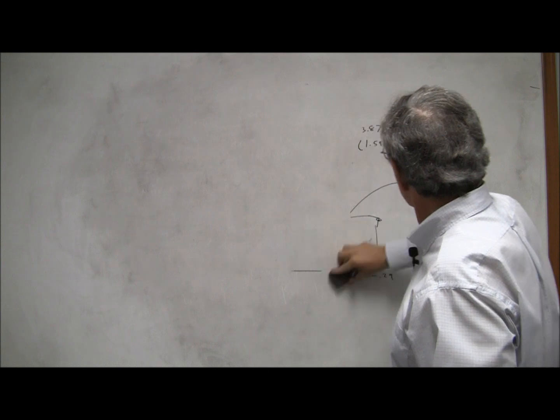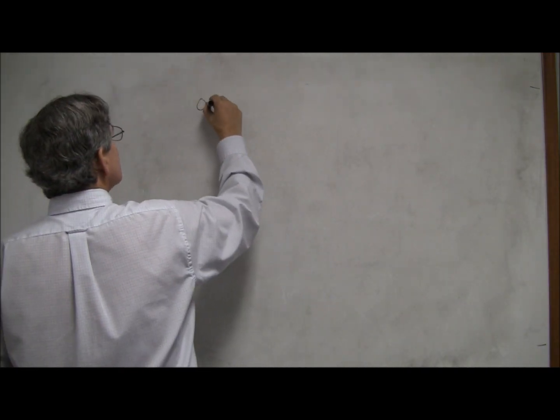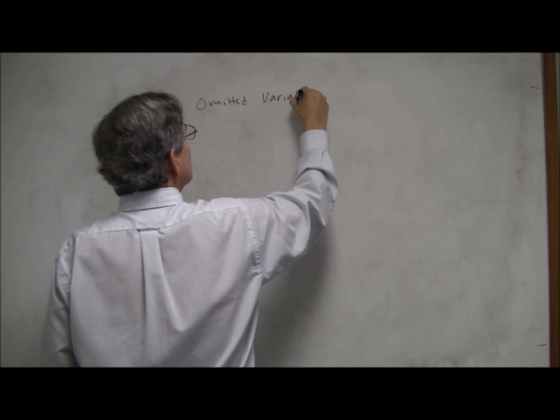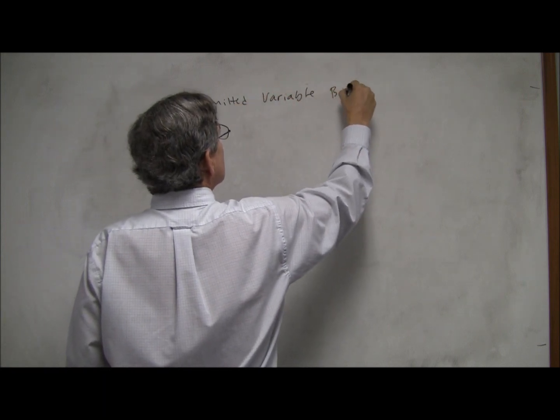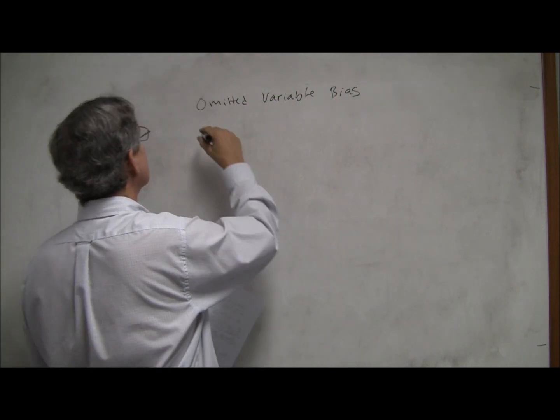And now the book just throws a topic in, which, again, I'm not sure why it got thrown in at this particular point, but here it is, so let's do it. Omitted variable bias in multiple regression.